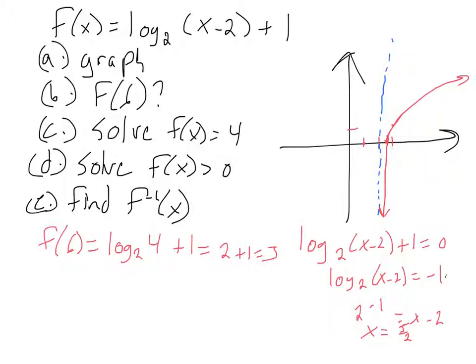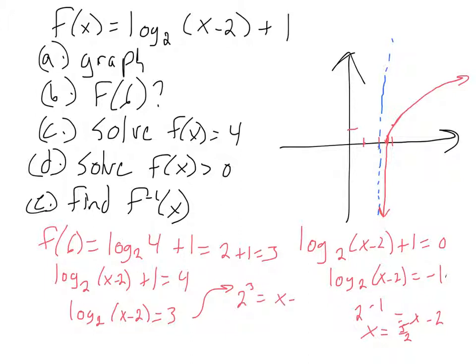Solve f of x equals 4. So solve the equation log base 2 of x minus 2, plus 1, equals 4. So we'll end up getting log base 2 of x minus 2 is equal to 3. And so 2 cubed equals x minus 2, right, if we write it in exponential form. And so x ends up equaling 10. So that's the solution to f of x equals 4.